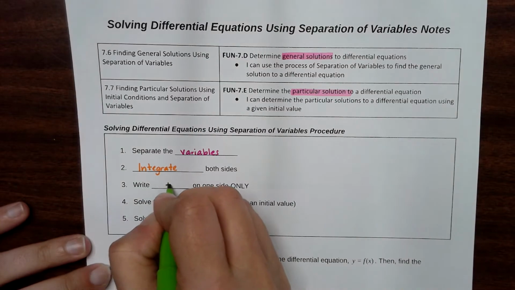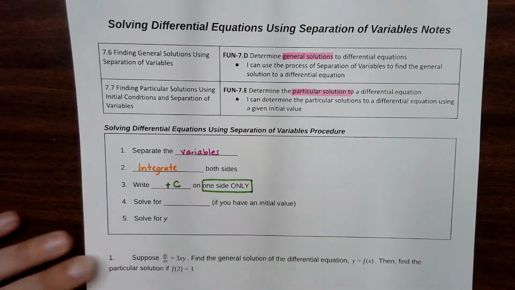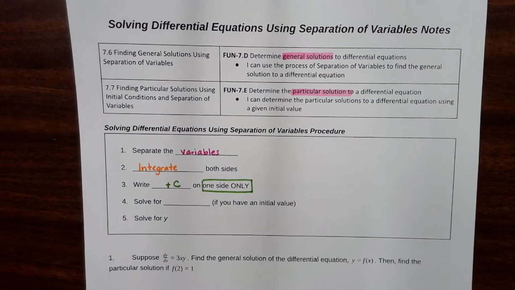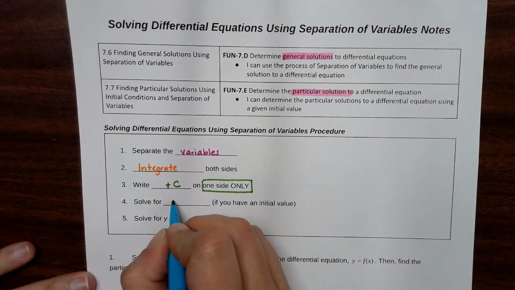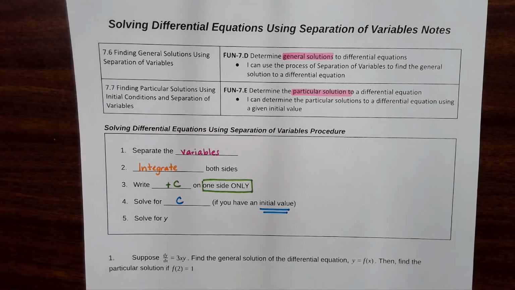We are going to write plus c on one side only of the equation, and we'll discuss that again today, how the constant only needs to go on the right side. And last but not least, we are going to solve for c if you have an initial value. So as we discussed before, if you actually know the initial value, you can find the value of c that is specific to that particular solution. If you don't, you can't find that initial value.